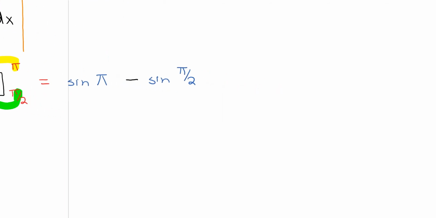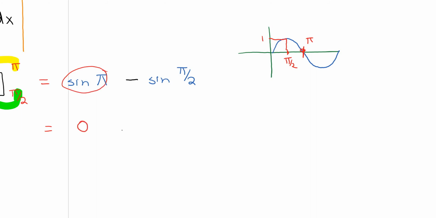And if you've forgotten how to find sine of pi and sine of pi over 2, it might be in your best interest to do a simple sketch of the graph on the side here. So I'll do a simple sketch of the graph in green here, and sine x goes like this. And this is going to be pi right here, and this is going to be pi over 2. So pi over 2 has a height of 1, and sine of pi has a height of 0. So sine of pi is going to be 0, and sine of pi over 2 is going to be 1.